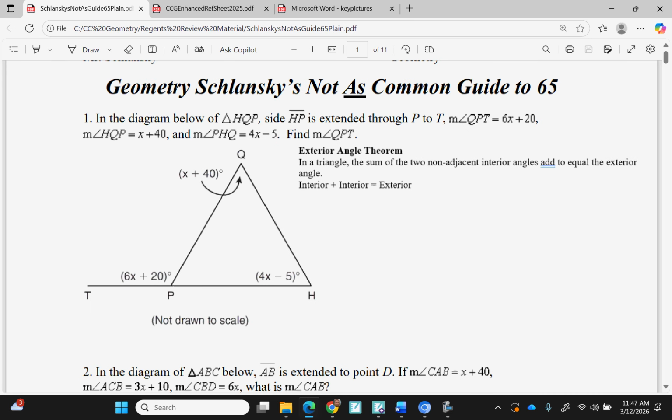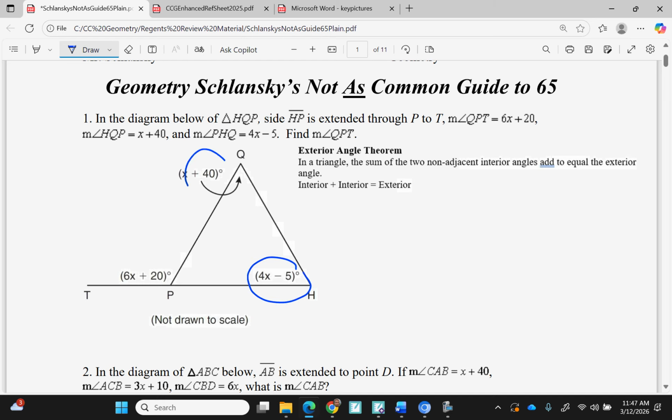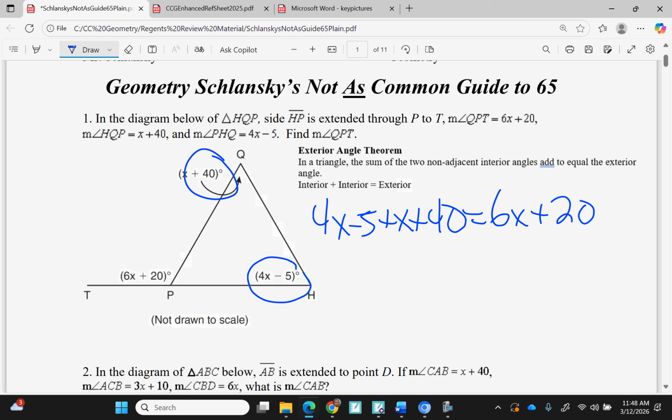Exterior angle theorem. When you have an exterior angle in a triangle, the rule is that the interior angles, this one plus this one, add to equal the exterior angle. So the two interior angles, 4x minus 5 plus x plus 40, add to equal the exterior angle, 6x plus 20. That's how you set it up. Interior plus interior equals exterior. From here, you can solve the equation.